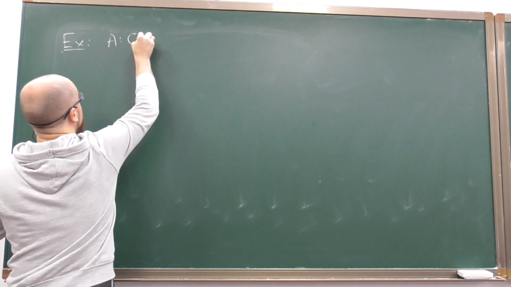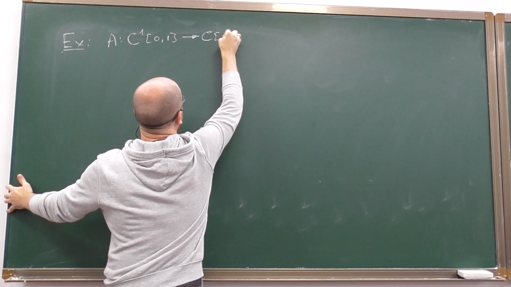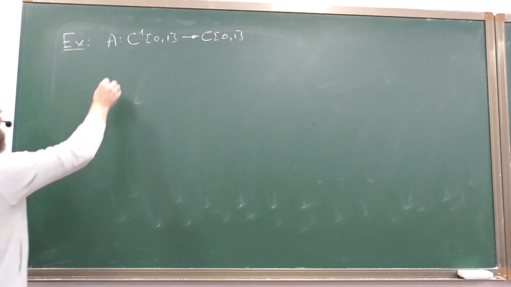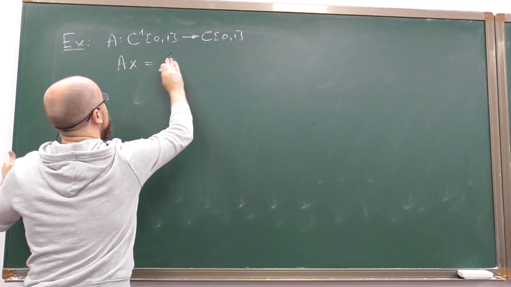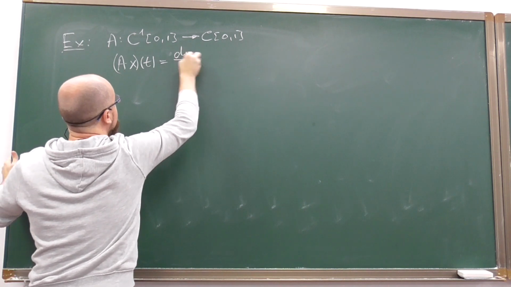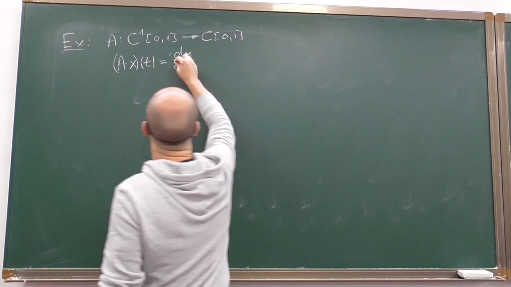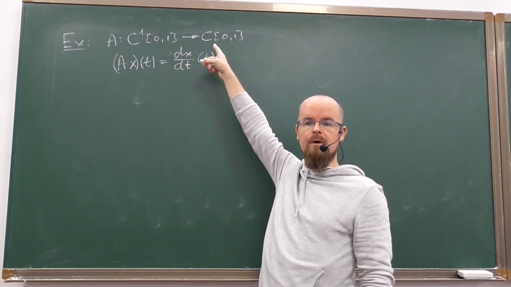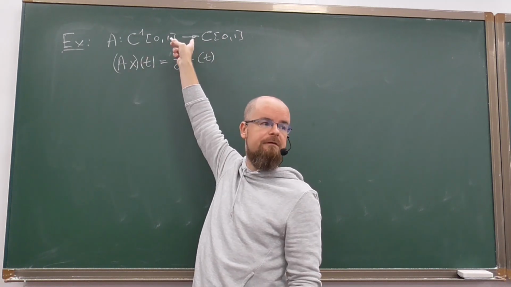So let us consider an operator from C1[0,1] to C[0,1]. So this is the space of continuously differentiable functions. And I define an operator A, A of x equals to x prime, just the derivative, of t equals to dx/dt. Well, as in the previous example, we consider this space C[0,1] with the uniform norm. And also we equip C1, which is a subspace of C, also with the uniform norm.